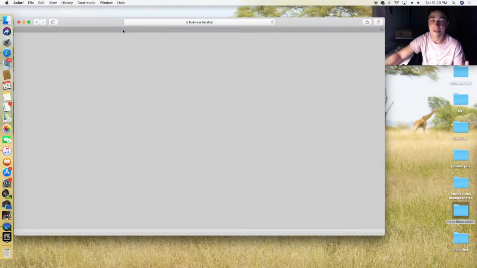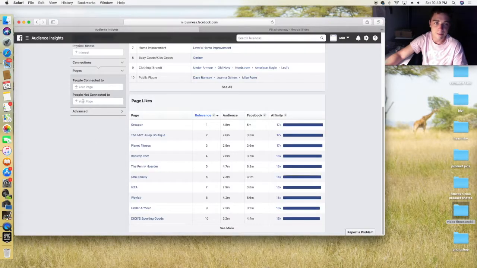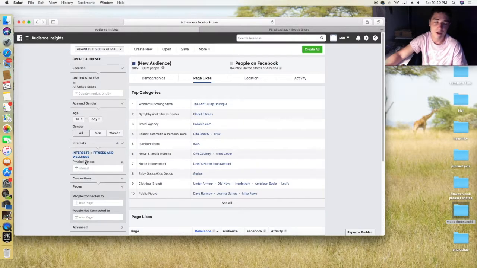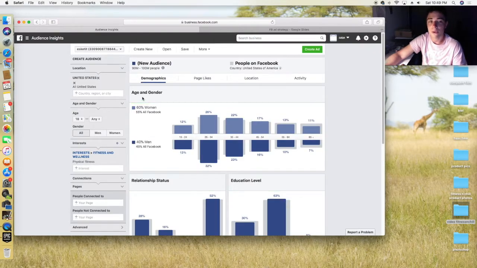What Audience Insights allows you to do is you simply enter in your interests right over here. I already have physical fitness typed in. And it will show us that 60% of people that are interested in anything fitness related are women, while 40% of them are men. So that tells us that women are more interested, which is a good sign, because women do buy a little more. That can help us know that women have a higher chance of seeing the ads. So why waste money on men?